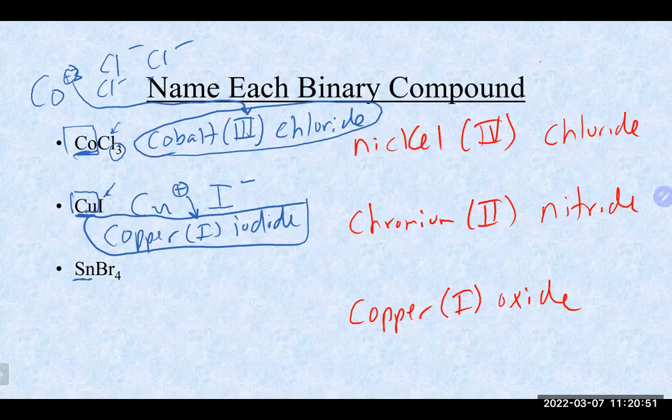The tin is one of those ones that are technically not a transition metal, but are to the right of the transition metals below the staircase. So it does have multiple types of charges. Following our same approach here, not sure what the tin is.